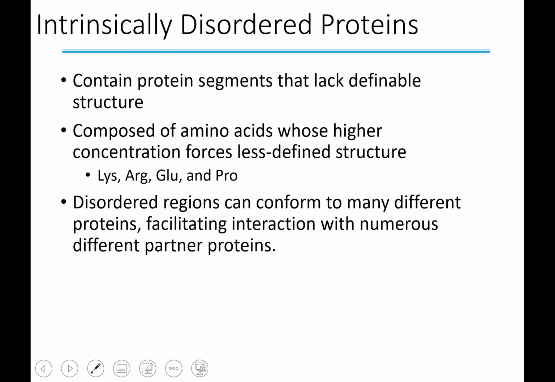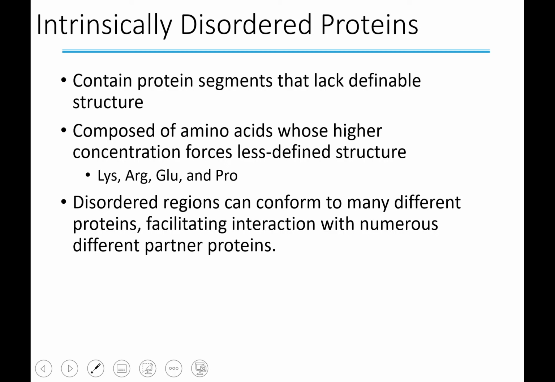Amino acids that in higher concentration can force this less defined structure are things like lysine and arginine, glutamate. So, right, those are positively charged side chains. Glutamate's negatively charged, and then proline as well.